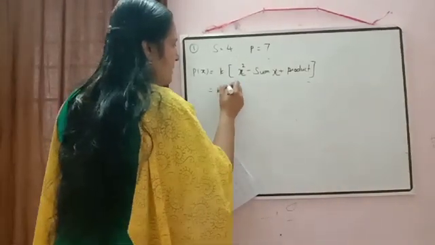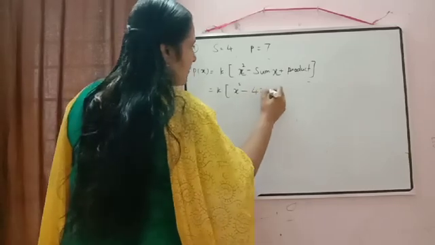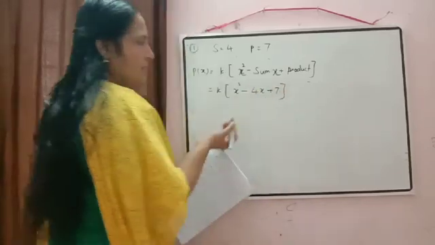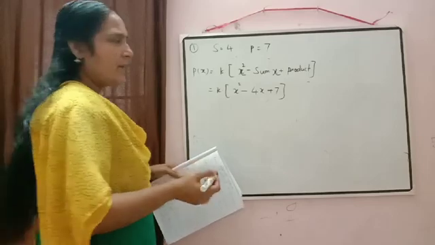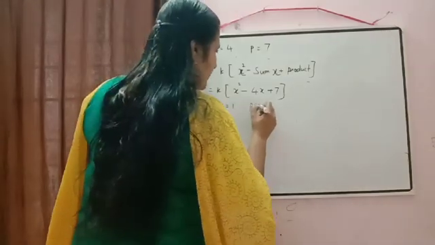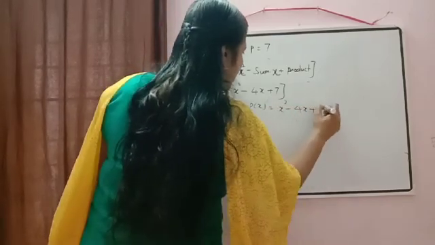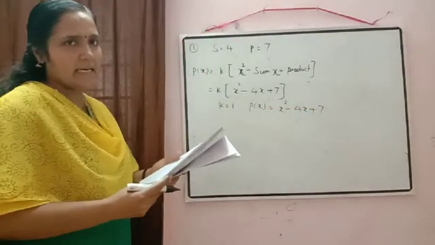Yes, it will be equal to k into x square minus 4x plus 7. And what will we take k equal to? Yes, take k is equal to 1. Then our polynomial will be p of x is equal to x square minus 4x plus 7.